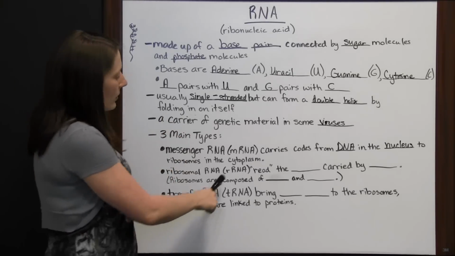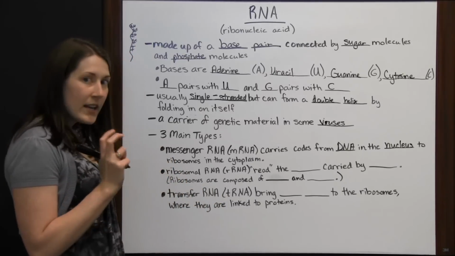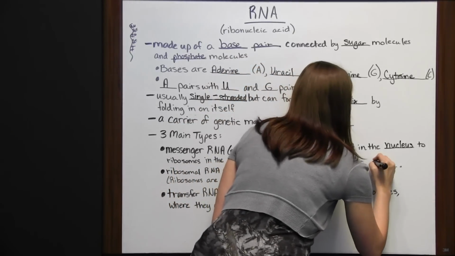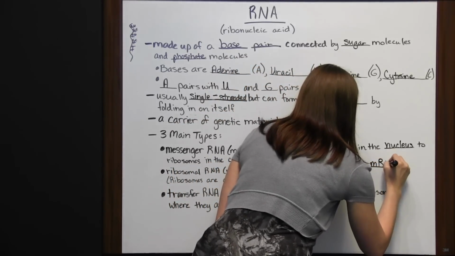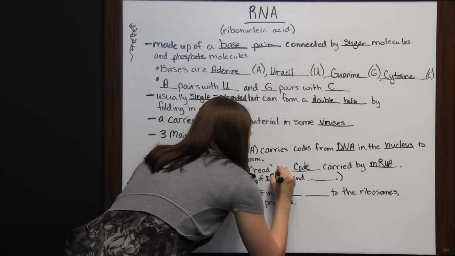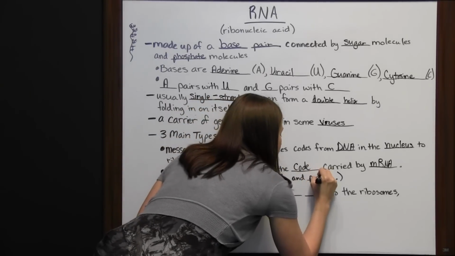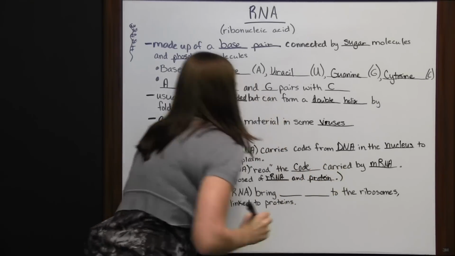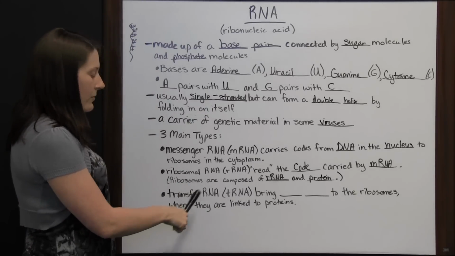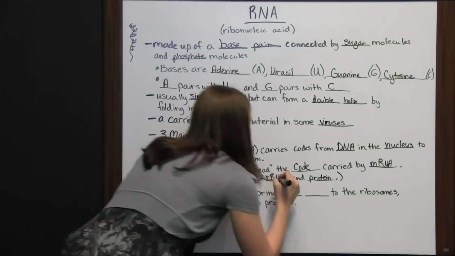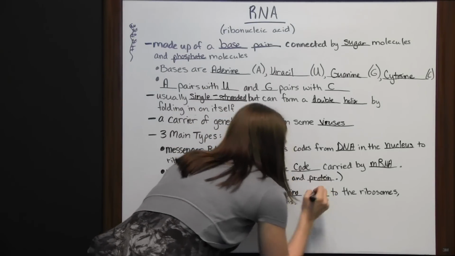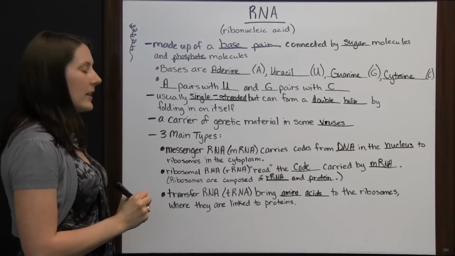Ribosomal RNA, or rRNA, reads that code carried by the messenger RNA. And ribosomes are composed of the ribosomal RNA and proteins. So the ribosomal RNA is a big part of ribosomes. And then transfer RNA, or tRNA, brings amino acids to the ribosomes where they are linked into proteins.